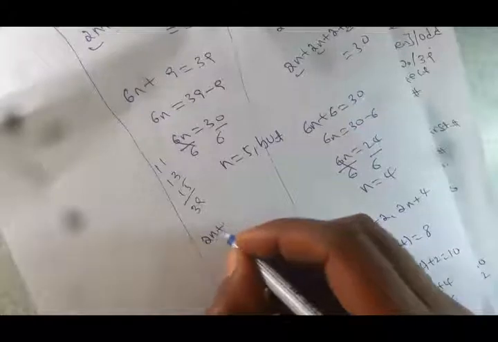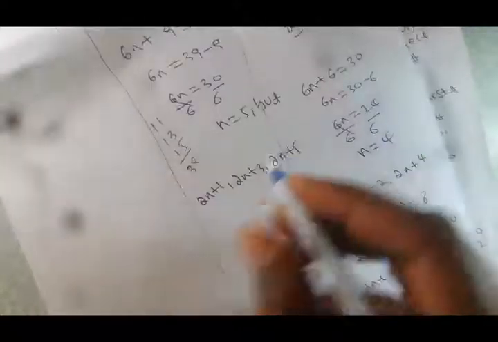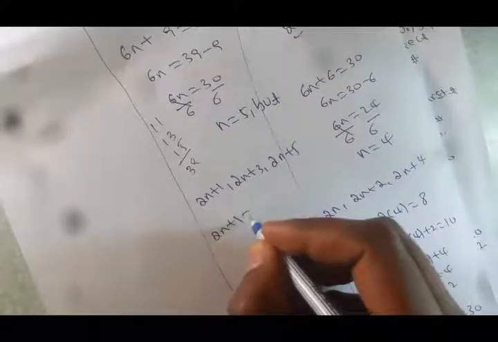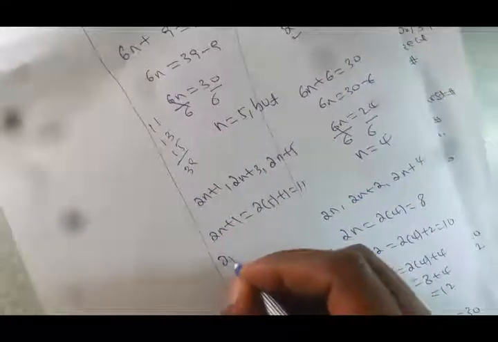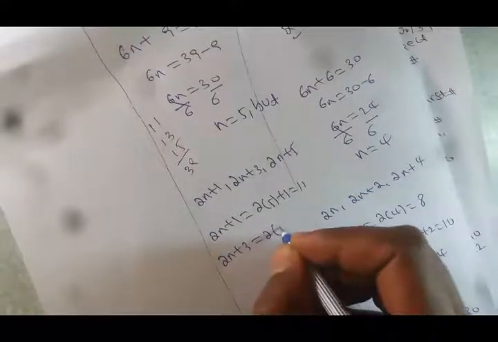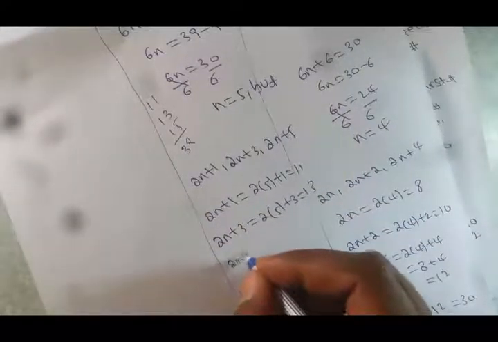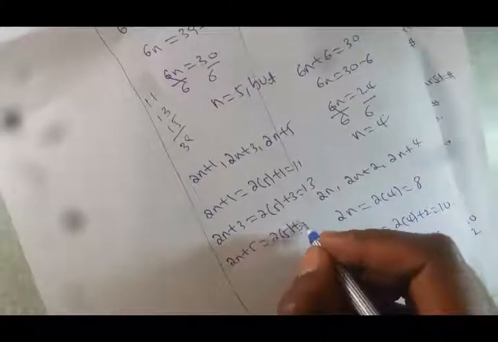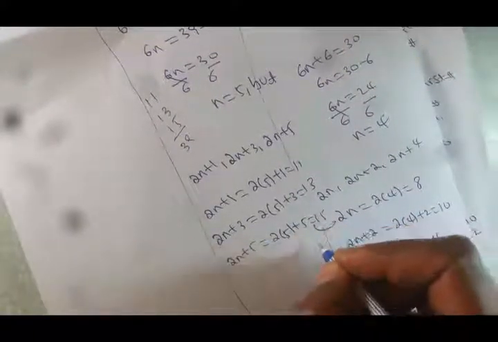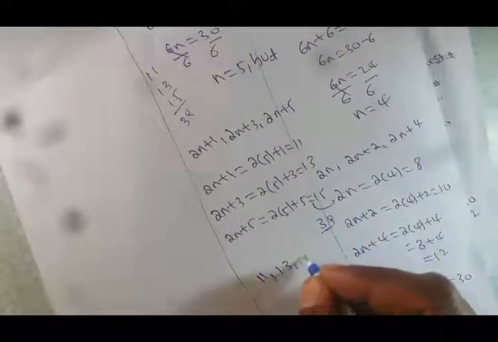But we are asked to find 2n plus 1, 2n plus 3, 2n plus 5. Therefore 2n plus 1 equals 2 times 5 plus 1. This equals 11. And 2n plus 3 equals 2 times 5 plus 3. This equals 13. And 2n plus 5 equals 2 times 5 plus 5. This equals 15. So when we sum up, they give 39. These numbers are 11, 13 and 15.